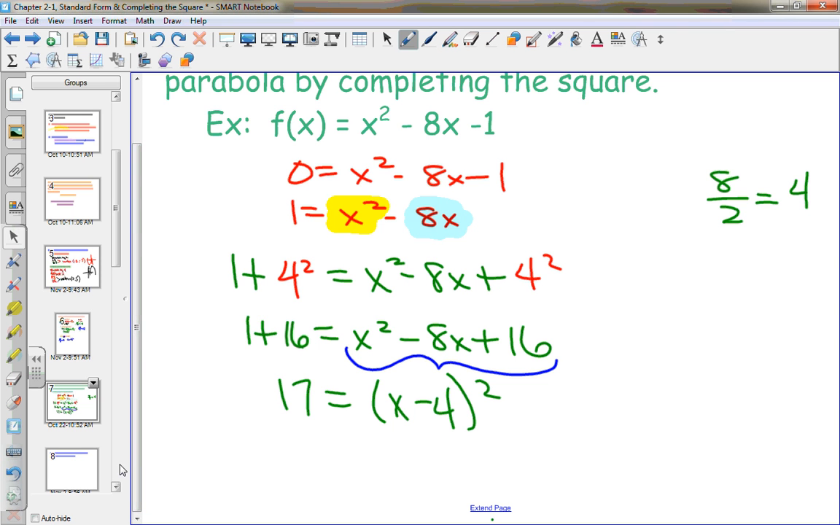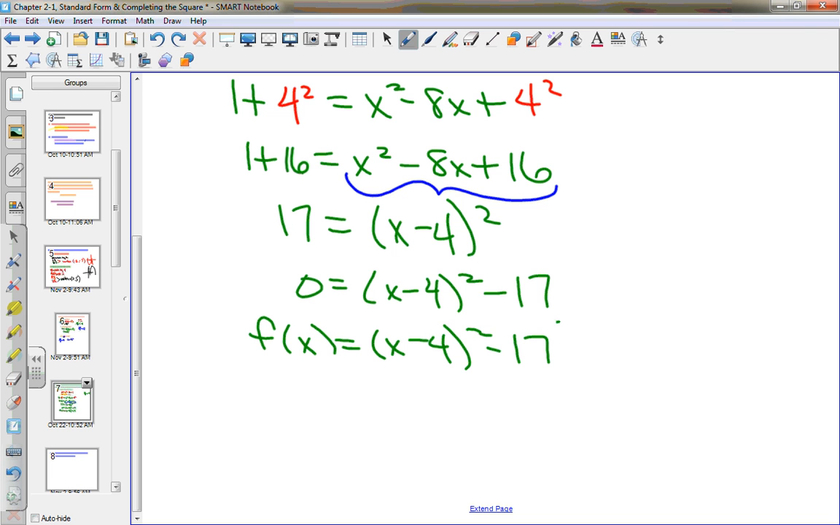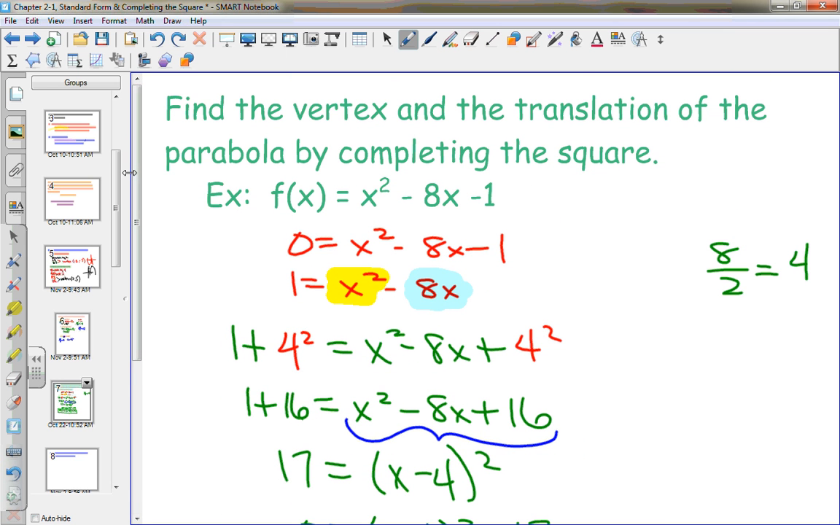Now what do I do? We'll take that 17 back over and replace that with f of x is equal to x minus 4 squared minus 17. What I want you to understand is that this, what I boxed in, is exactly the same as what we started with up here.